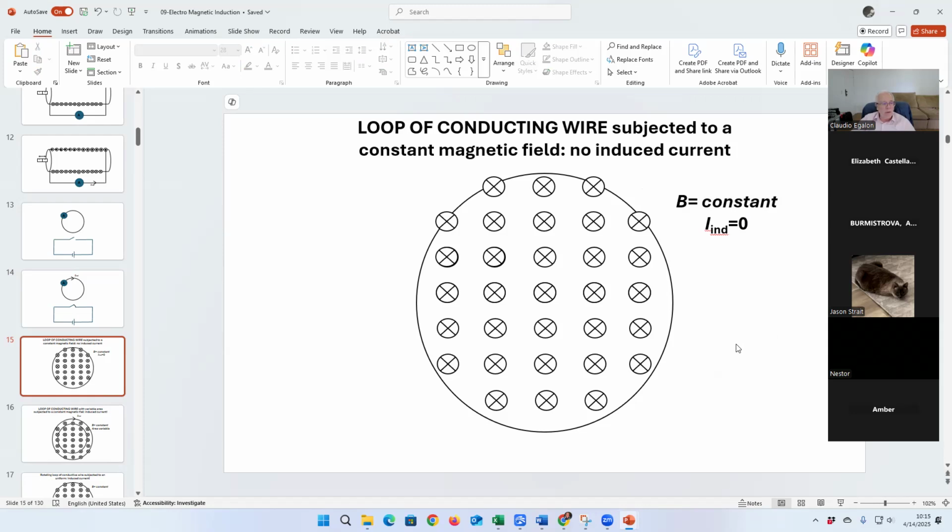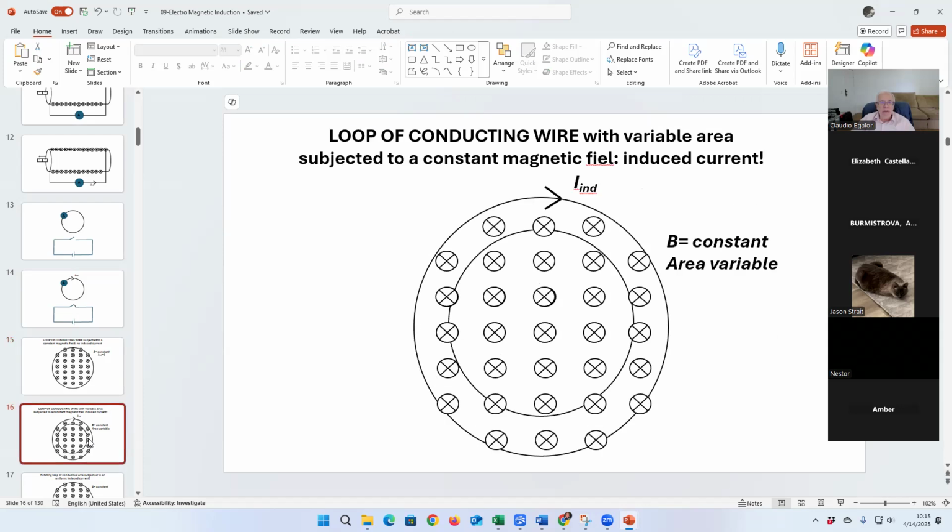And then what you're going to do? You're going to change the area of the circuit. You're going to contract and expand the area of the circuit. Okay, it's possible to do that in real life. The magnetic field doesn't have to change. But if you change the area, you are going to induce a current.